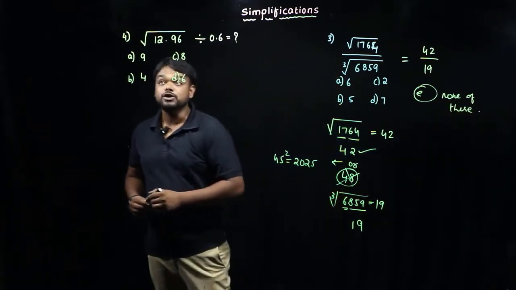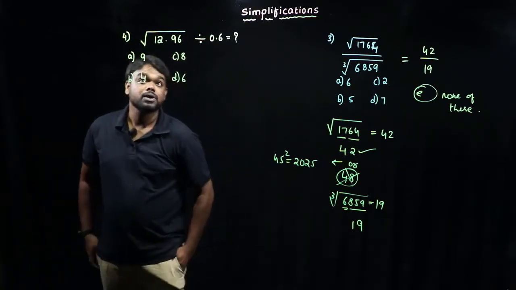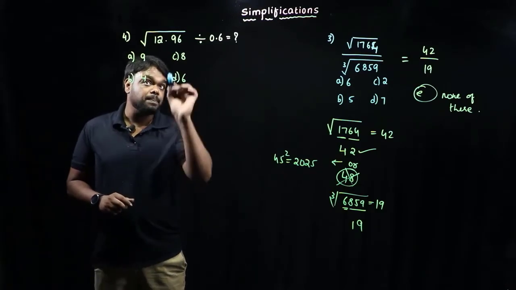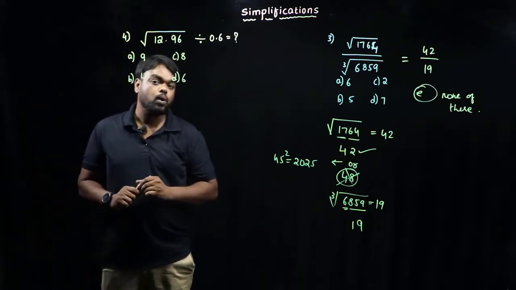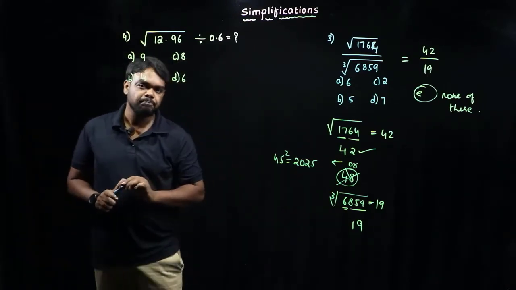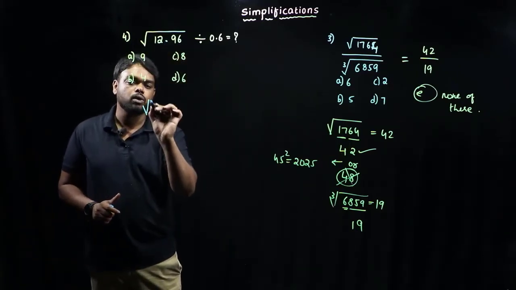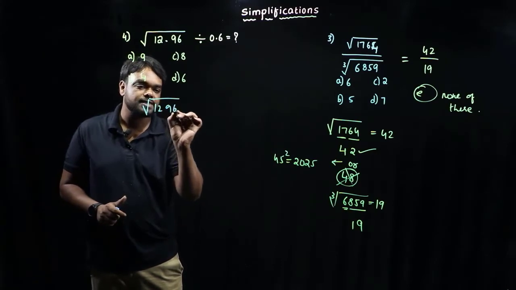Now, coming to question number 4. What is our question number 4? Once again, with respect to the root. But if you observe, there is a decimal point within the root. What do we do when there is a decimal point in the root? Do not bother about the decimal point at all. Consider only root of 1296.